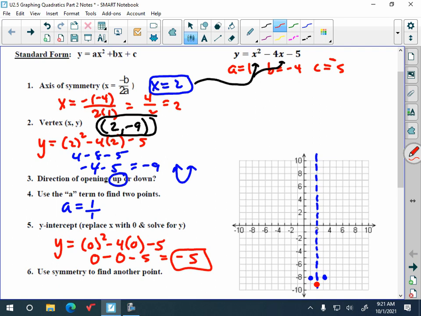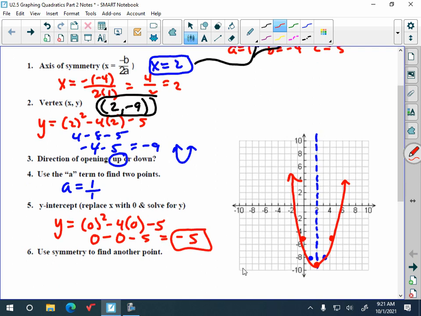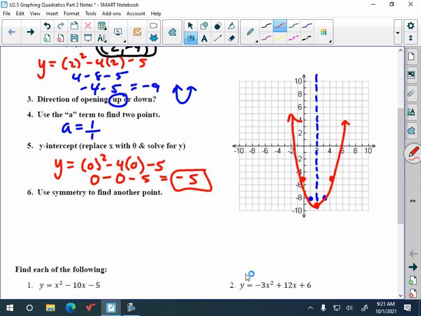All right, so we plot the point on the y-axis at -5. We use symmetry to get another point, so reflect it over that line. It's 2 units away, so we'll go 2 units in the opposite direction. And then that looks pretty good. We got 5 points. Connect them. There's our parabola. All right, and then just so we can practice again, state the domain and the range.